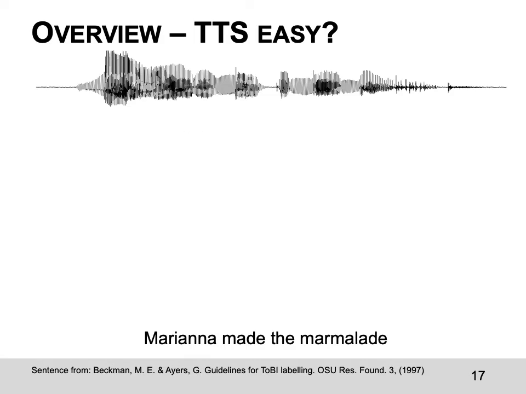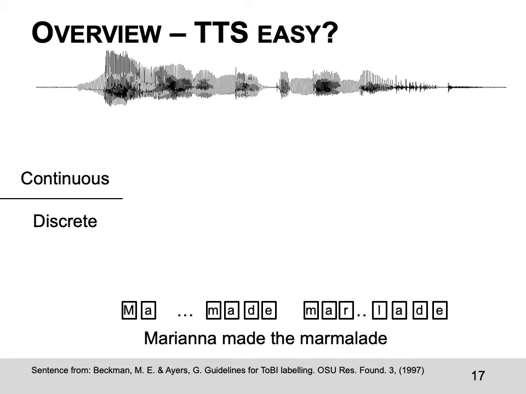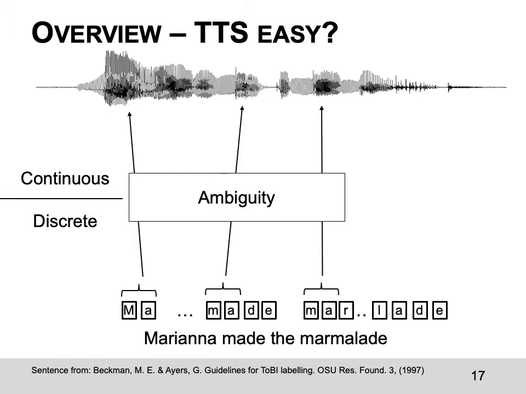So what are the problems we may face when we build a TTS system? To give you an example, here is one sentence from the guidelines for topic labeling: Mariana made marmalade. The first thing we need to notice when we convert the text into the waveform is that the text is basically discrete, it comes from a finite set of symbols, while the waveform is continuous in the time domain and also in the value domain. Because of this basic difference between the text and the speech, the first thing we notice is the ambiguity in pronunciation.